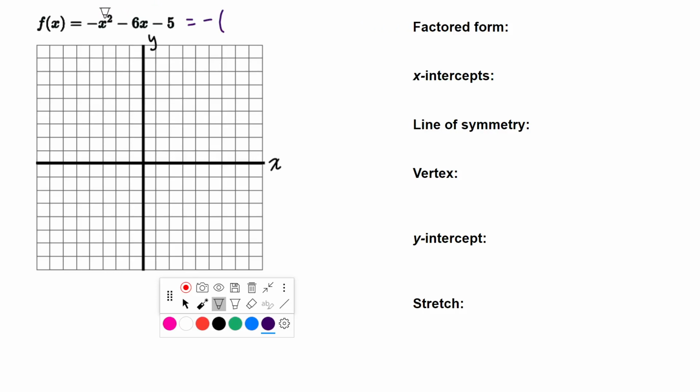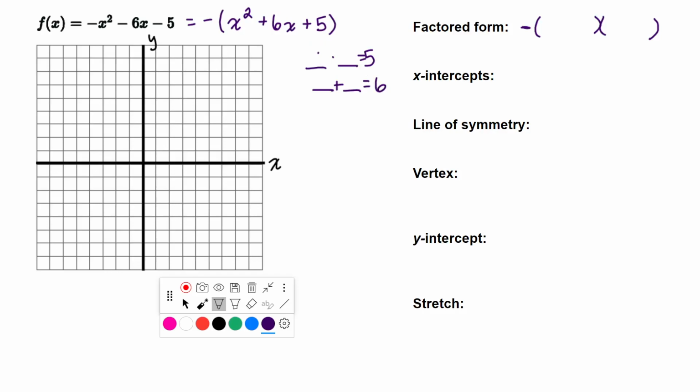So to get a negative x squared, I take negative times positive x squared. To get the negative 6x, I would multiply that negative times a positive 6x. And to get the negative 5, I would multiply the negative times a positive 5. My factored form is going to have that negative in front. It doesn't go away. But for the factors themselves, I can focus on what multiplies to give me 5 that will add to give me 6.